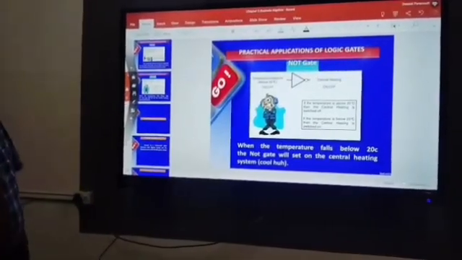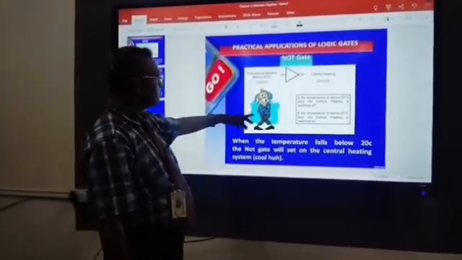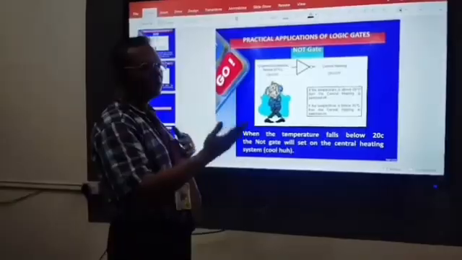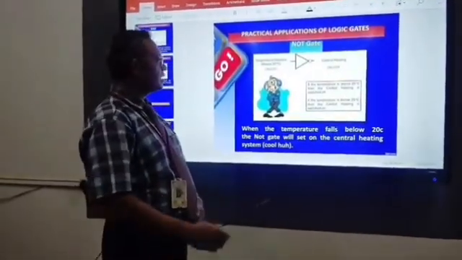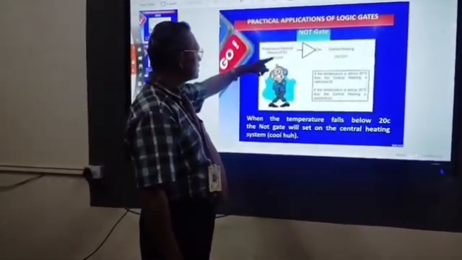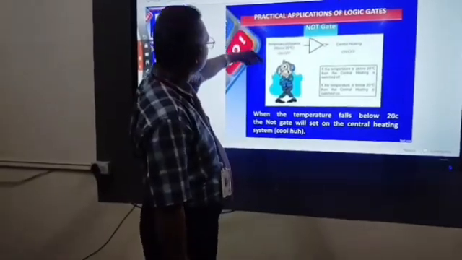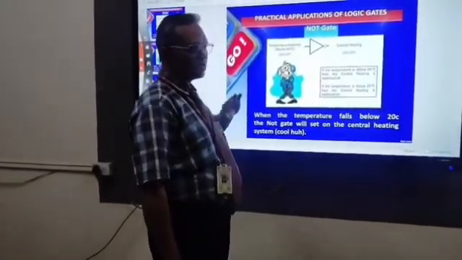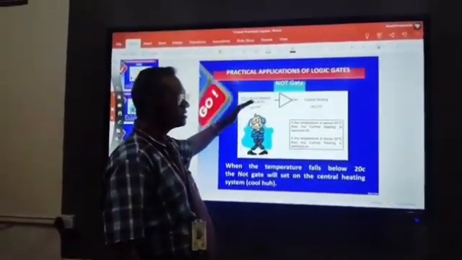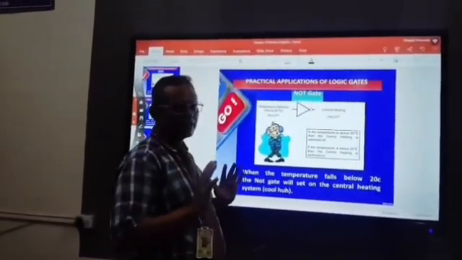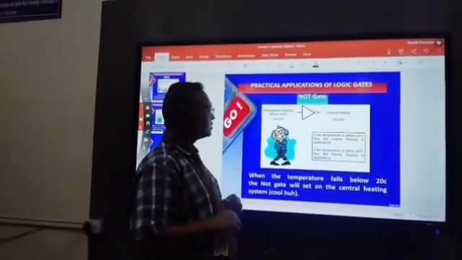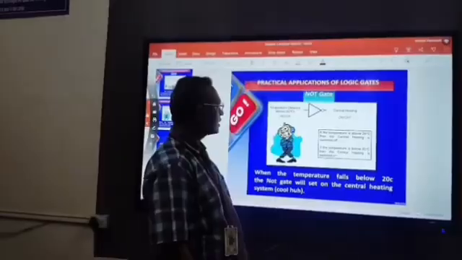Now look at here. If the temperature is below 20 degrees centigrade, we want to switch on an alarm, or switch on any heating mechanism. If the temperature is above 20 degrees centigrade, we don't want any heating mechanism. If the temperature becomes below 20 degrees centigrade, we may feel shivering. At that time, we want to switch on the heating mechanism.